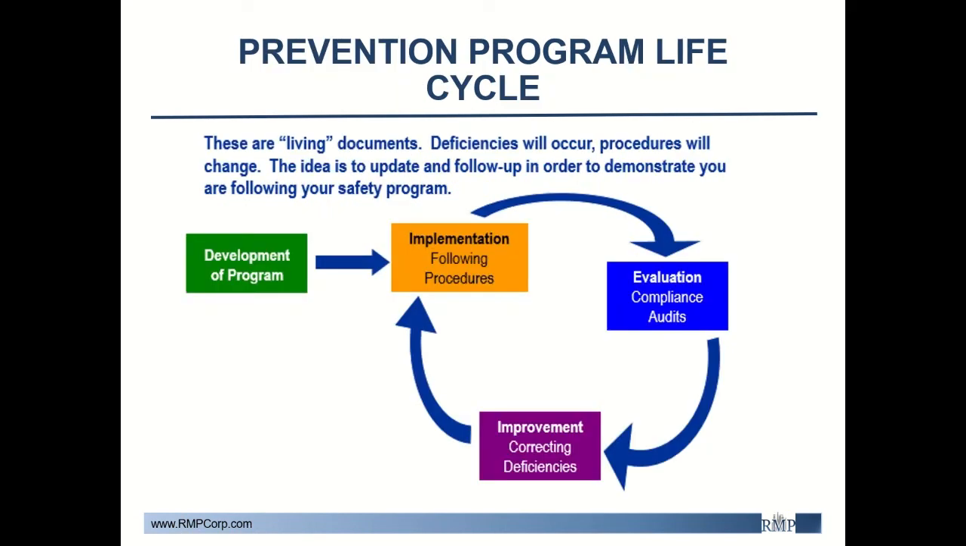So here's the prevention program lifecycle. So essentially, these are living documents. Deficiencies are bound to occur and procedures will change. So the idea of this program is to update and follow up in order to demonstrate that you're following the safety program. And typically, you improve or correct your program by performing triennial compliance audits, and you address those recommendations or those deficiencies from the compliance audit to make sure that you're following and implementing your safety program.